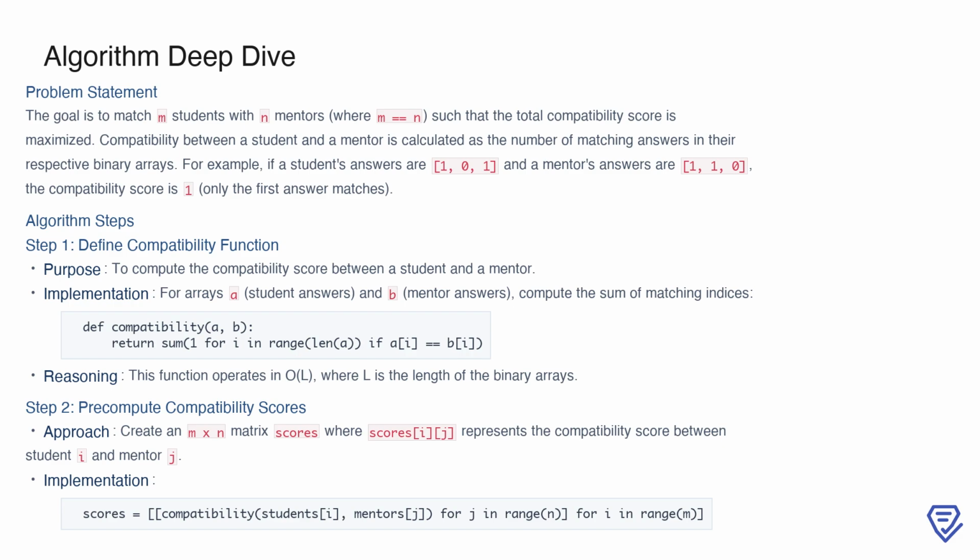Following this, we pre-compute the compatibility scores for all student-mentor pairs and store them in an m by n matrix. Each entry in this matrix represents the compatibility score between a specific student and mentor. This pre-computation step ensures we avoid redundant calculations later in the algorithm and has a time complexity of O(m*n*L).